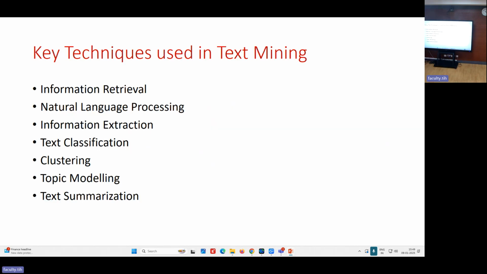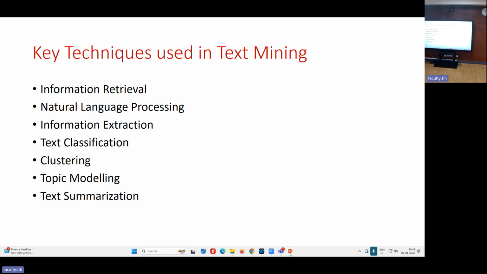So this is the whole process of text mining, and the key techniques you can follow in text mining are text information retrieval, natural language processing, information extraction, text classification, clustering, topic modeling, text summarization. These are some key techniques you can follow. So this is about the text mining introduction.